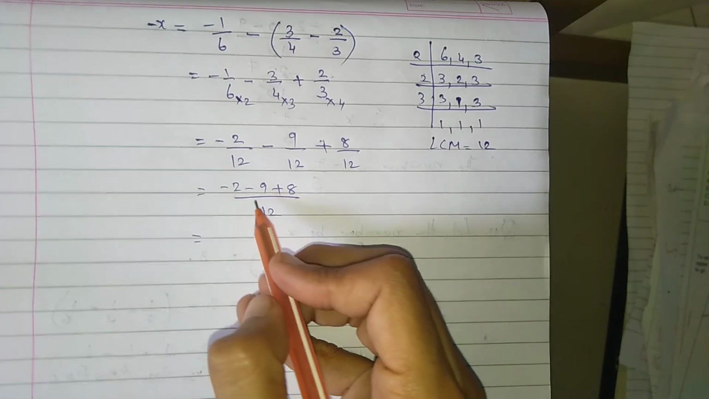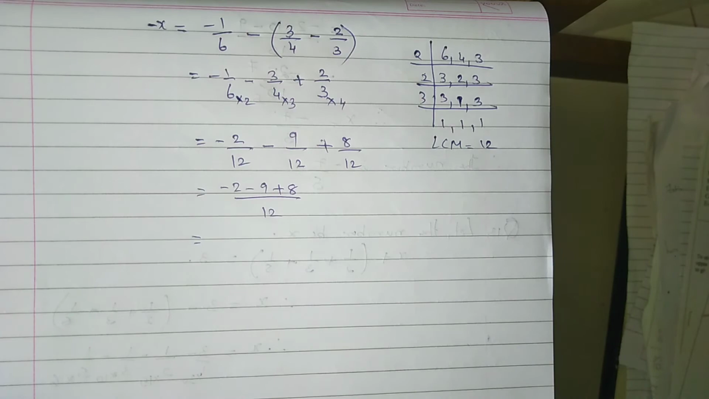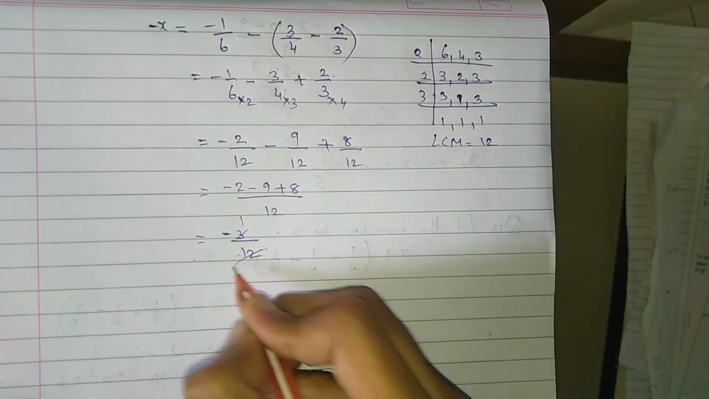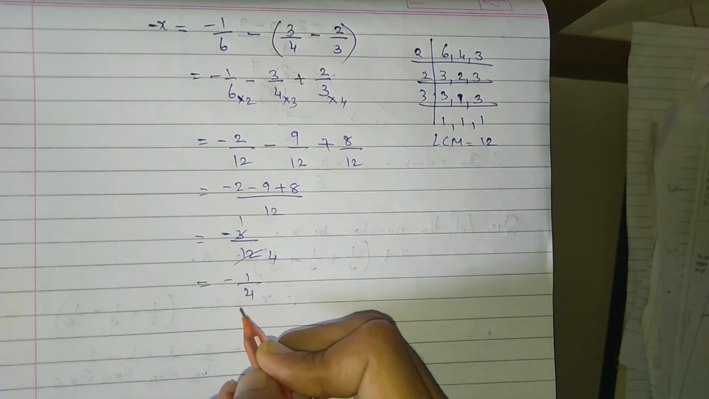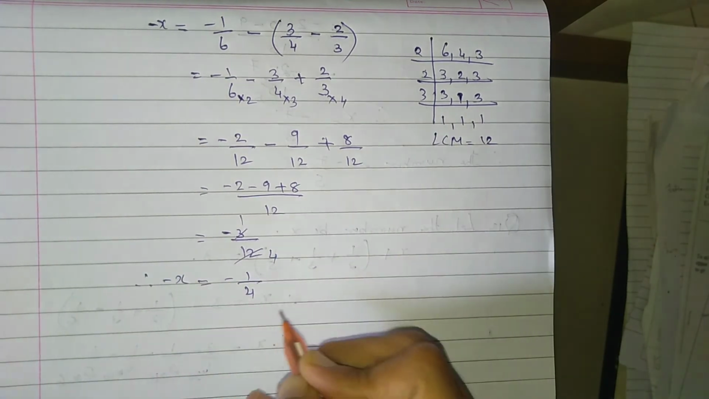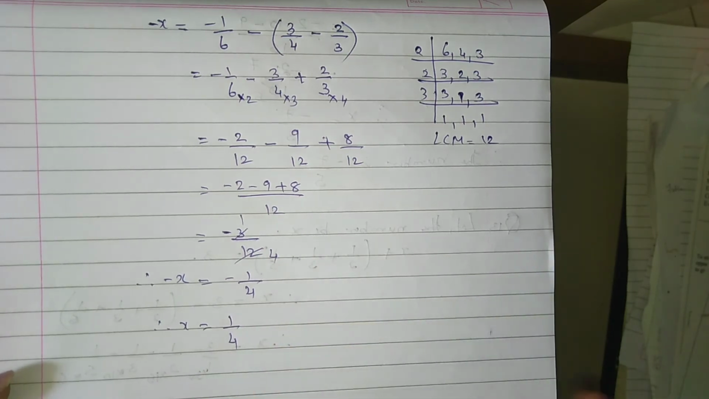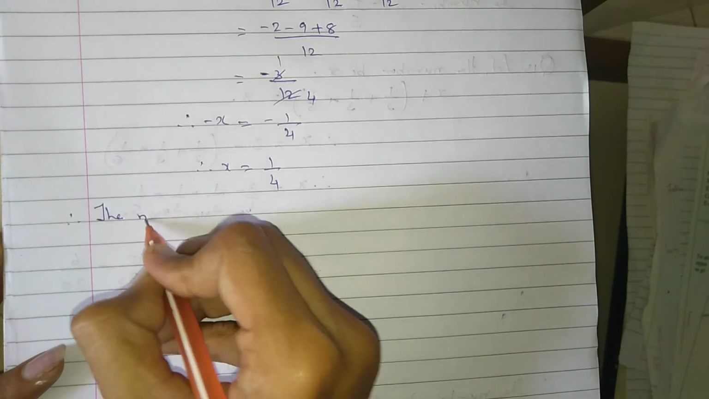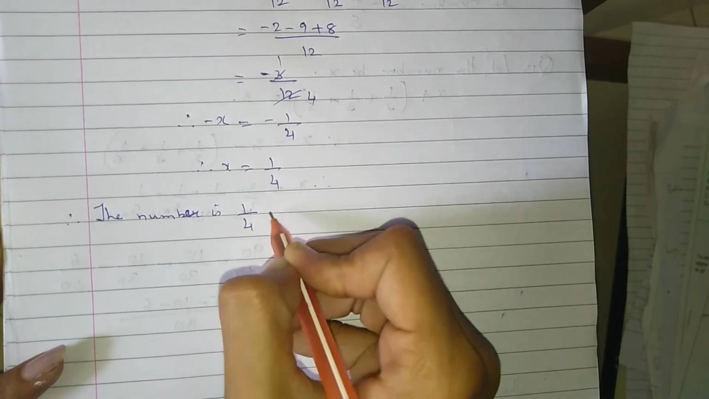Minus 2 minus 9 is minus 11. Minus 11 plus 8 is minus 3 upon 12. So 3 1s are 3, 3 4s are 12. So minus 1 upon 4. Minus x equals minus 1 upon 4. Therefore x equals 1 upon 4 is the answer. So the last statement is: therefore the number is 1 upon 4.